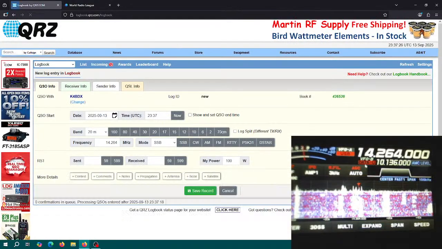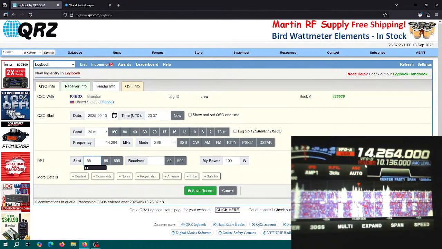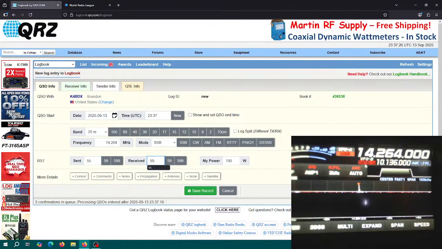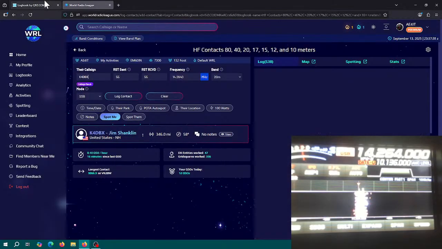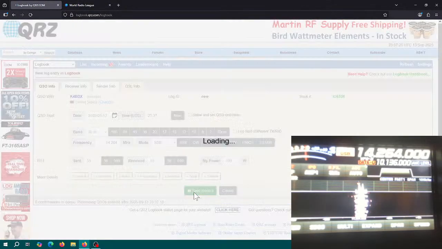QSL, you're sounding very good today. I hope you have a good rest of your day, 73. Roger that, 73, my friend. And QRZ, this is Alpha Echo 4 India Tango. CQ, CQ 20 meters, and say my friendly calls.